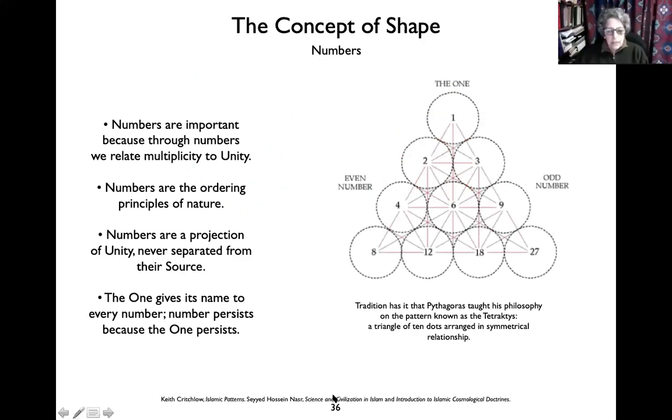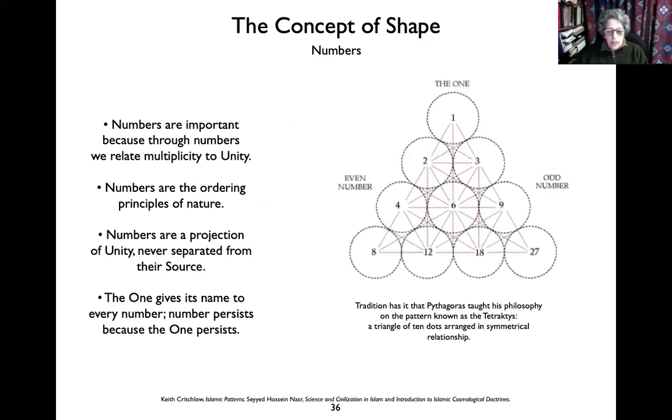We're continuing with the concept of shape, and now we're getting into numbers. This is the famous image called a Tetraktys by Pythagoras. He taught his philosophy on this pattern, which was known as the Tetraktys, a triangle of 10 dots arranged in symmetrical relationship. He arranged the numbers such that on this side are the even numbers, and on this side are the odd numbers, and this was his famous diagram. When you study mathematics or geometry, you'll learn of Pythagoras and the Tetraktys. I forget what he's called in Arabic. Pythagoras, yeah. I don't know about the Tetraktys, but tetra means 10, so it's based on the number 10.